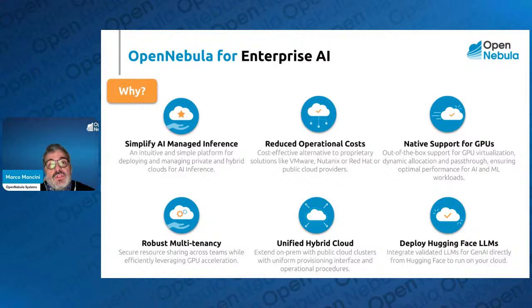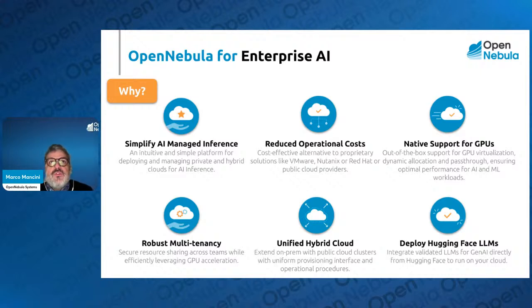One of the most important features that OpenNebula has in order for you to integrate AI workloads in your cloud environment is this native support for GPU. Now we support both GPU virtualization and dynamic allocation, and pass-through. So according to your real needs, that could be related to workloads for AI training or could be for inference, you can decide what you would like to have.